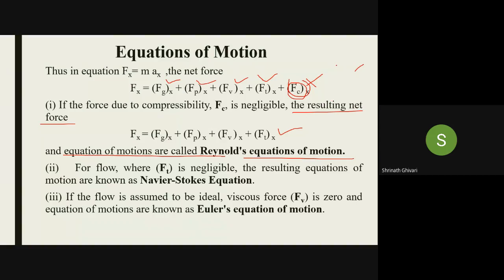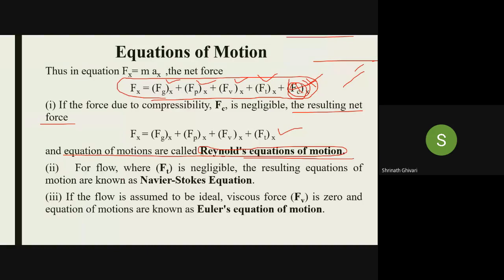If we don't consider the compressible force, these are all the forces which are acting on the fluid when it is flowing. If I go on neglecting forces one by one, then we get a new equation of motion of the fluid. When I take Fc out, it will be the Reynolds equation of motion.